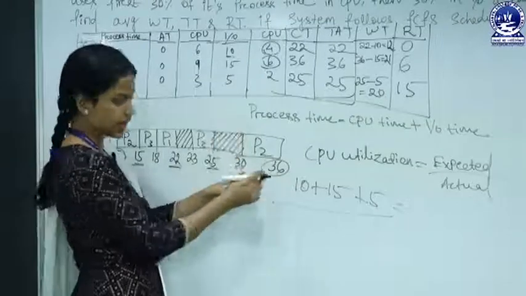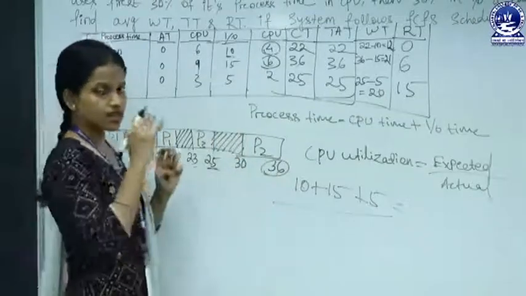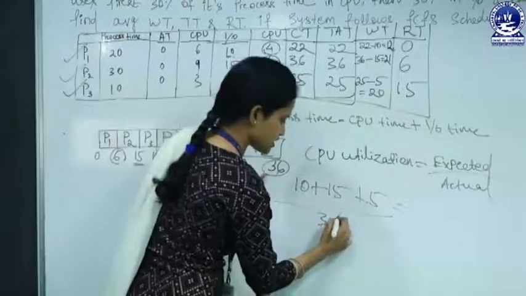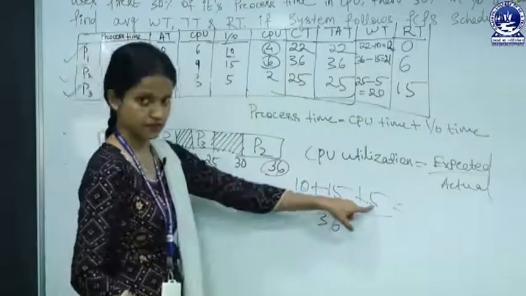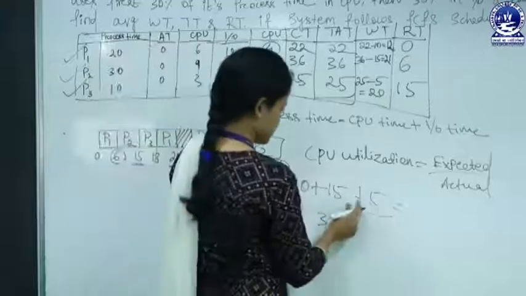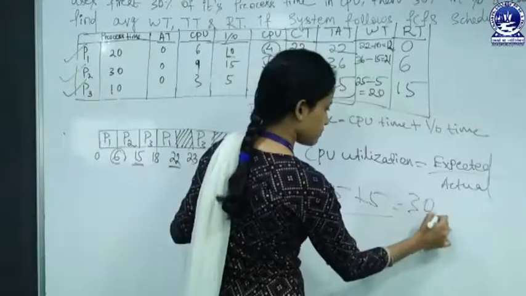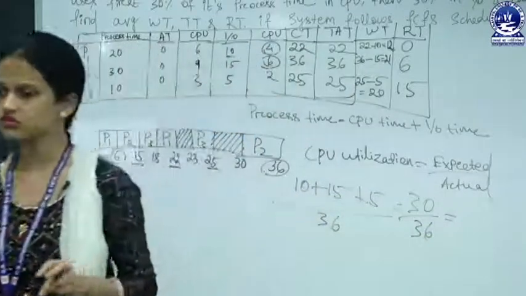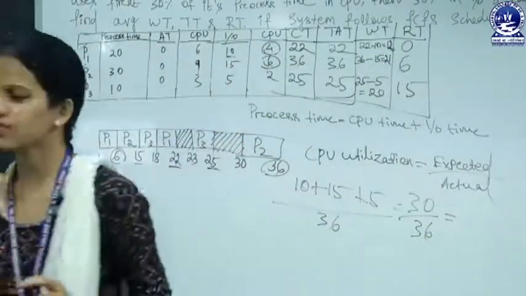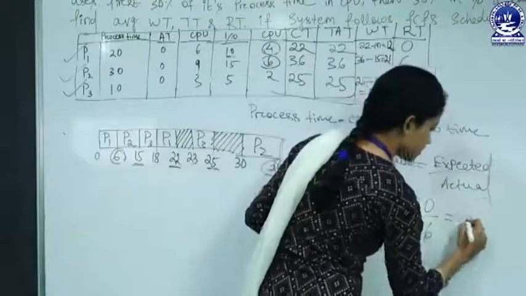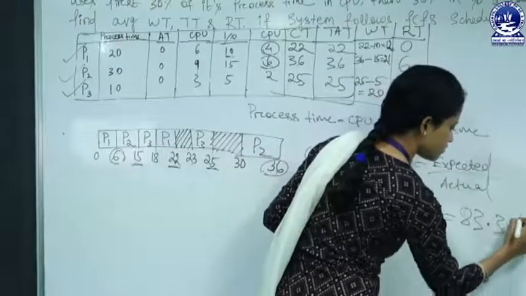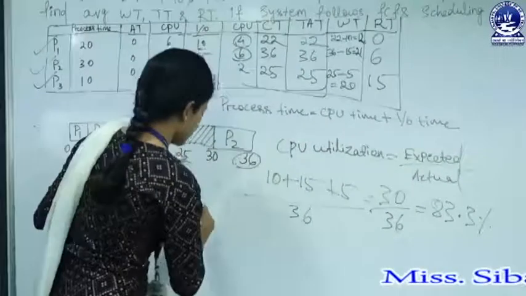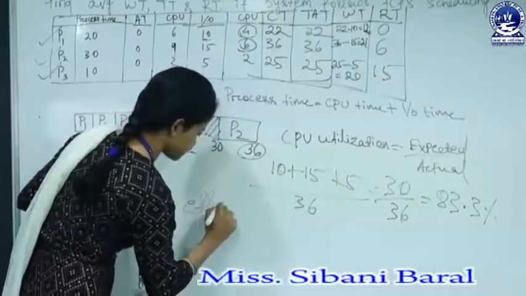At what time have all the processes completed their execution? At 36. The actual time is 36 and the expected is this. Fine. So, 30 divided by 36, that is 83.3%. It would be 83.3%. Okay. So, next find out the efficiency.